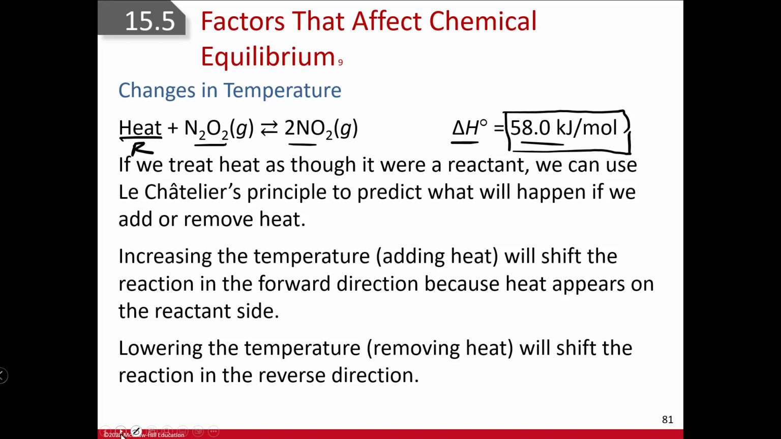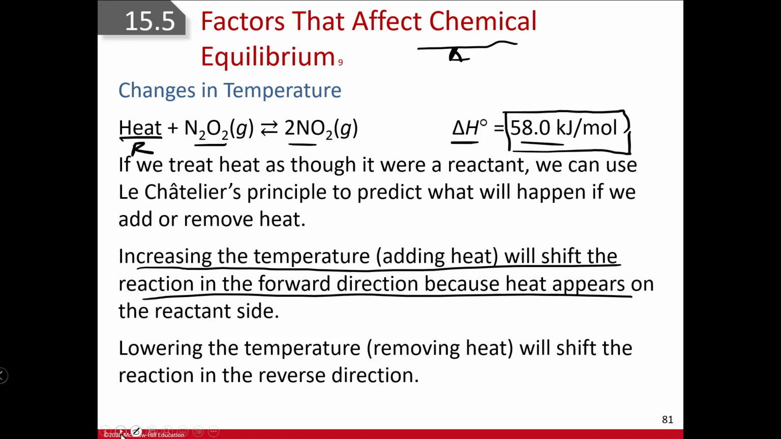So it says an increase in the temperature, adding heat, will shift the reaction forward because heat appears on the reactant side. So let's show you what happens here. You're at equilibrium. Heat is on the reactant side, so you're adding heat. That means the equilibrium gets out of whack like so, and the reaction is going to have to shift to the right, forming more product to get back to equilibrium.